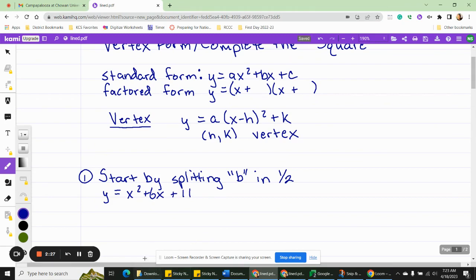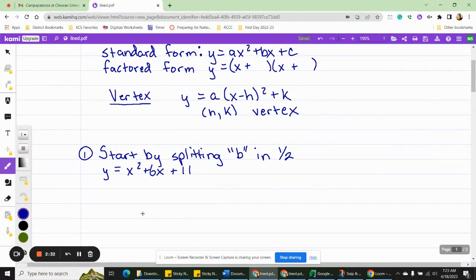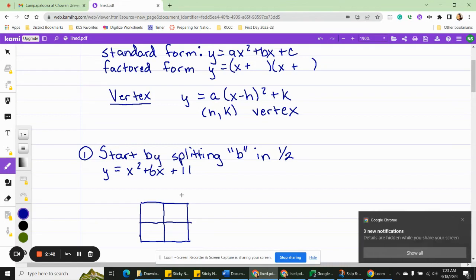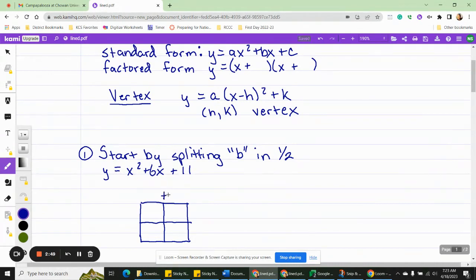Now, when I say split b in half, I'm going to use the box in a different way than I've used it before, but I am going to draw this box with 4 squares inside, and I'm going to start outside the box. So the b value is 6, and half of 6 is 3. So it's going to be a positive 3. I'm going to write plus 3, and I'm going to write plus 3 over here. And starting everything off, I want to write x on the top left corner. So x plus 3 on the top and x plus 3 on the side.